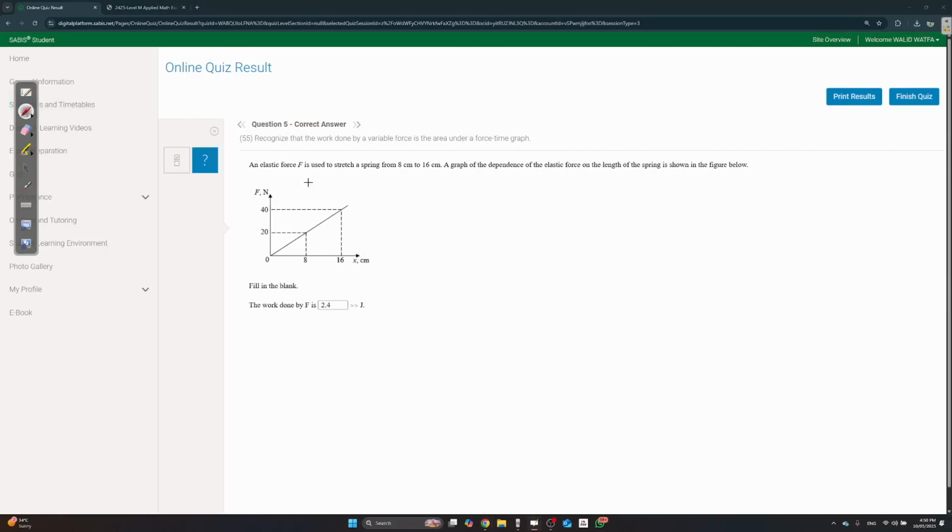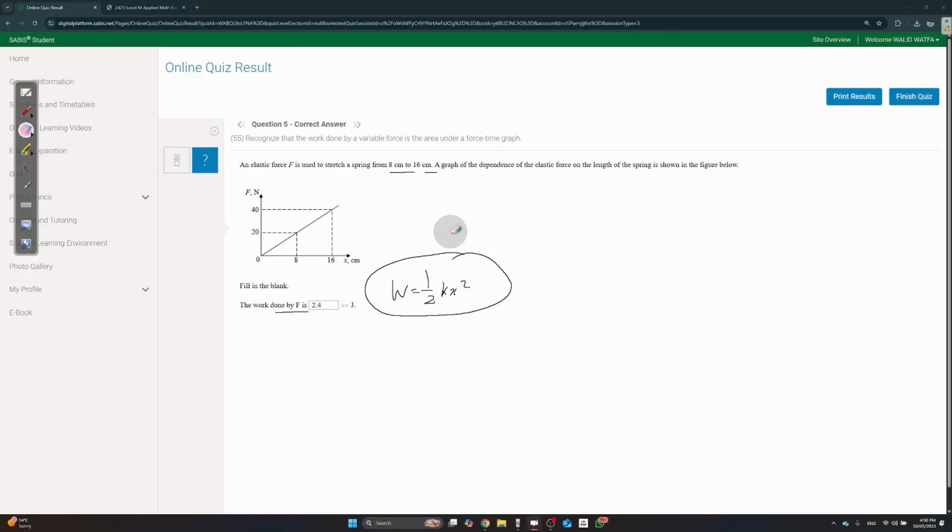Question 5. An elastic force F is used to stretch a spring from 8 to 16. A graph of the dependence of the elastic force is shown below. What is the work done by F? So usually we know that the work done for any spring is half kx squared, right? I don't know if it was given in this, but usually this is what we use. But we don't know the k, we don't know anything about the spring, except they gave us a graph, okay? And what do we know?